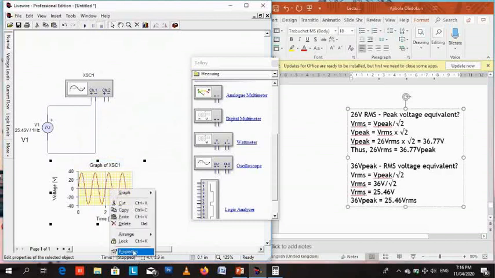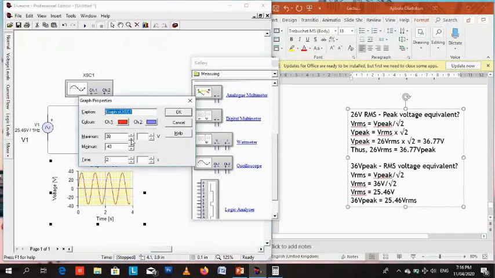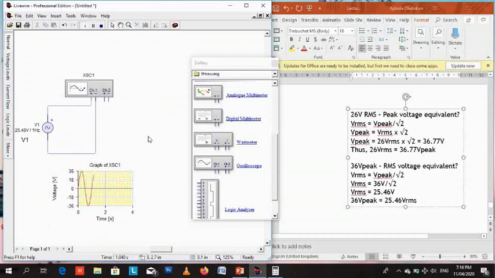Let's reduce it to 36 and minus 36 and plot. So see that it is right at its peak. It peaks at 36 volts because 36 volts is the V peak. Even though we fed 25.46 as the RMS voltage, the V peak is 36 volts. So let's go to the next.